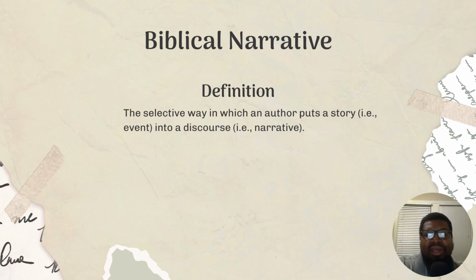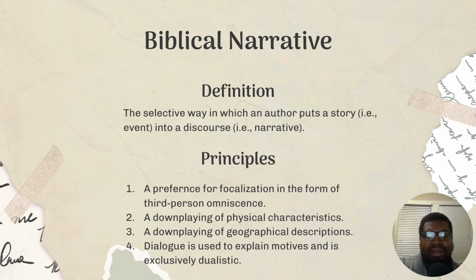And so, even though Longman gets into a lot of these, and there's plenty of others, I would argue there are four main principles of biblical narrative, especially when it comes to how this overlaps with the divine mind, or how God is also related to Scripture. So let me read through these. The first is a preference for focalization, which is another term for point of view, in the form of third person omniscience.